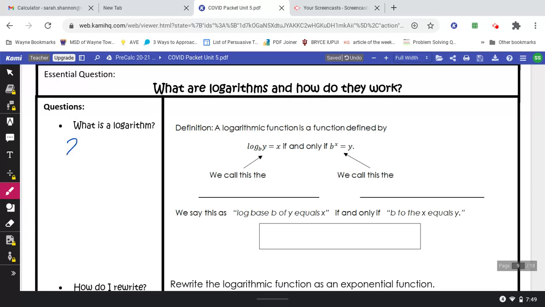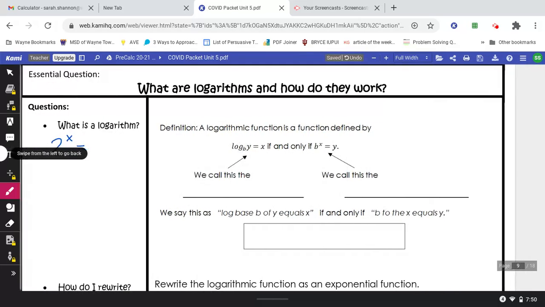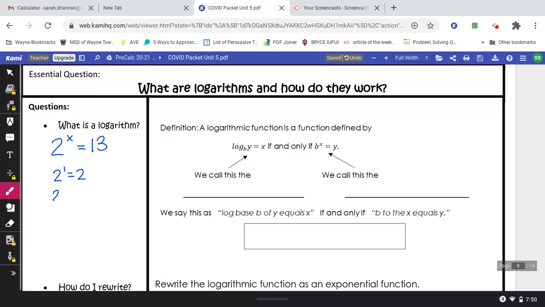For example, if I'm looking for the answer for 2 to the x, 2 to the x equals 13. That's not going to be an exact answer. Let's think about the exponents that we know. 2 to the first is 2. 2 to the second is 4. 2 to the third is 8. And 2 to the fourth is 16. 13 falls somewhere between 8 and 16, meaning our answer is going to be somewhere between 3 and 4. So 2 to some exponent is going to get us 13. It's going to be between 3 and 4.